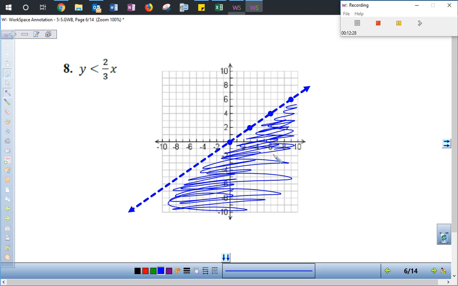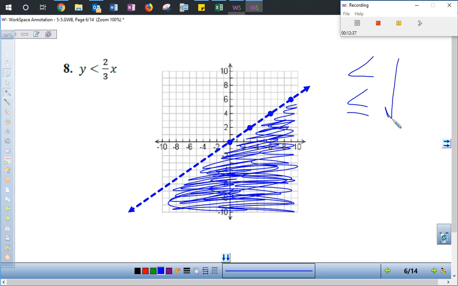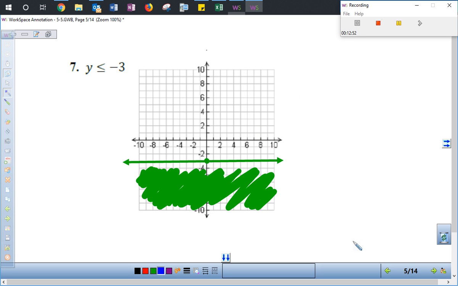Now another way to look at this is you can look at the symbol and figure out which way to shade. So if you have less than or equal to, you want to shade below the line. So this one is less than, I'm shading below the line that I drew. If you have greater than or equal to, you want to shade above the line that you drew. So on number 8, it was less than, and we ended up shading below. On number 7, it was less than, we shaded below.